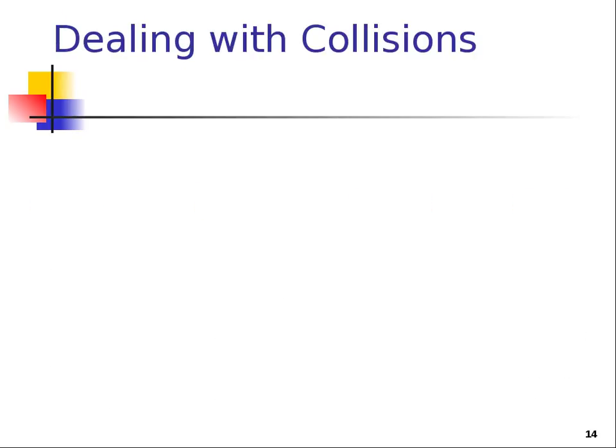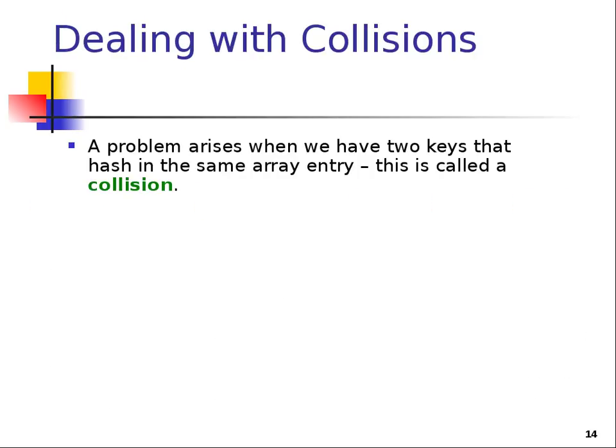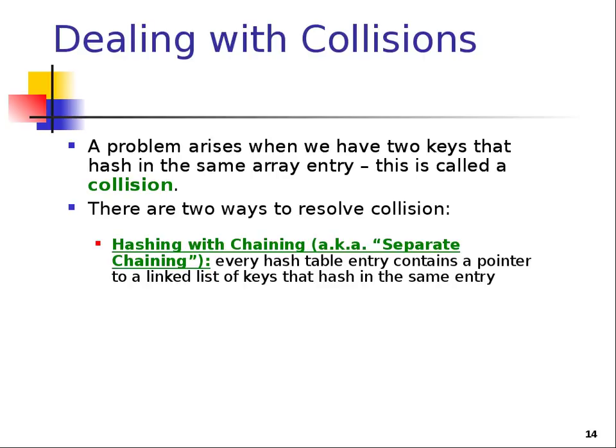So when we have a collision, that is the problem. There are 2 ways to resolve it. The first one is hashing with chaining, also known as separate chaining. Every entry in the hash table is actually a pointer to a linked list, or a chain, and you just add the item to the linked list. When you want to search for something, you search the linked list. That's how we originally thought of doing it. Chaining.